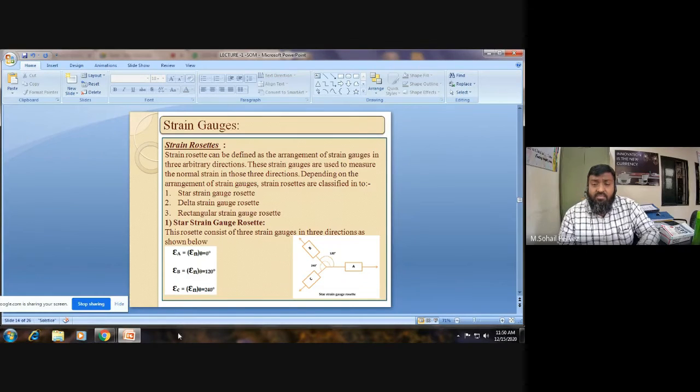Now this is the basic arrangement of the star strain rosette. It has 120 degrees of inclination between the strain gauges, and this arrangement is known as a strain rosette. So this is the strain at A, B, and C, that is, at the angle.